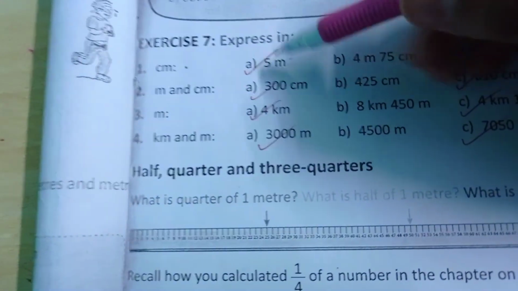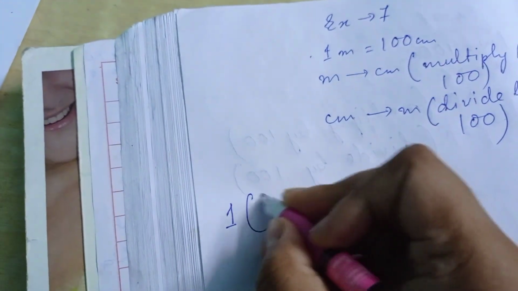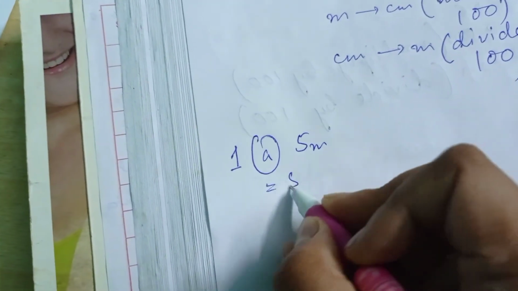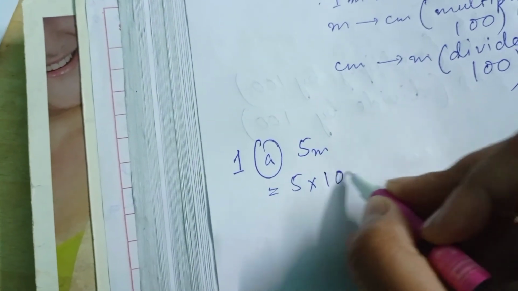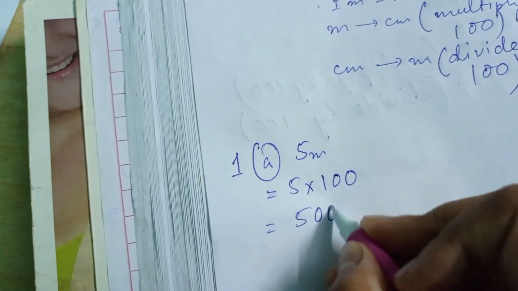Now in the first question they have given 5 meter and you need to convert that into centimeter. That means meter to centimeter, so you need to multiply by 100. The first question of exercise 7 is 1a, 5 meter. So how to convert 5 meter? You need to multiply 5 into 100. So 5 into 100 is 500 centimeter.